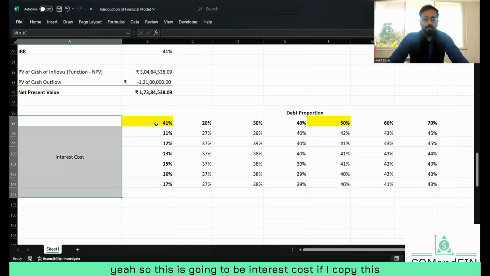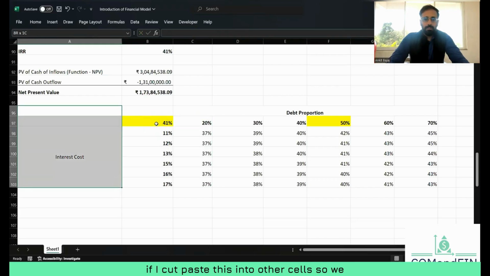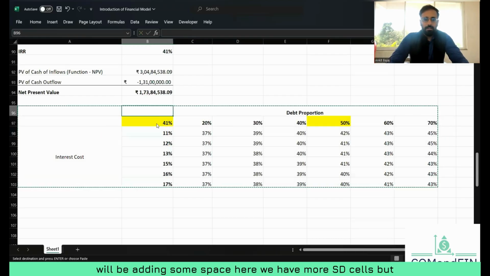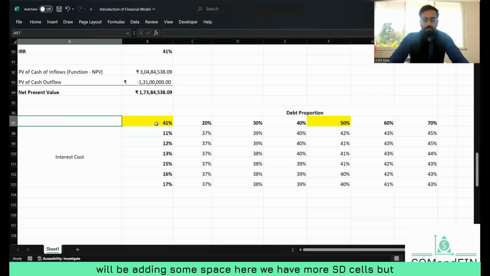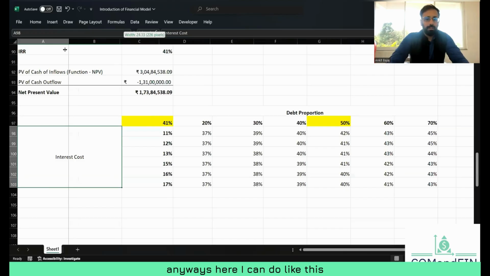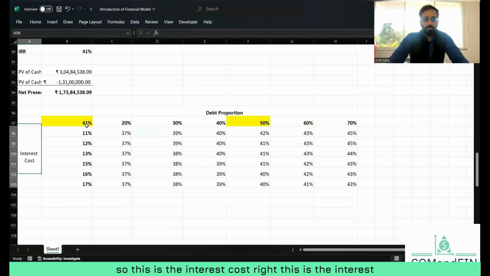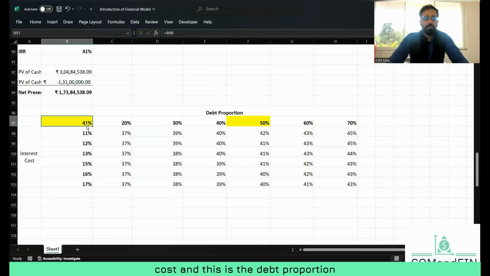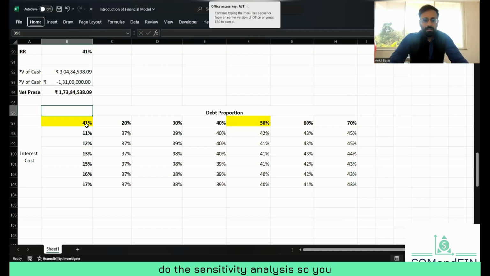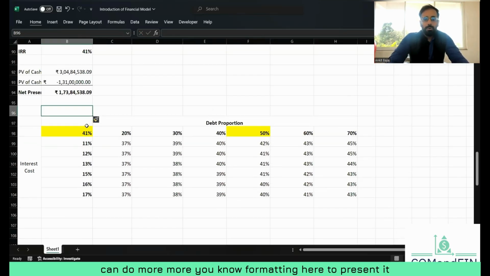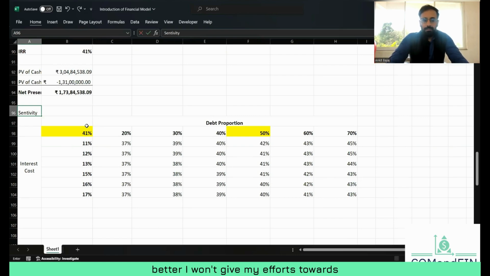If I cut and paste this into other cells, we will get some space here. We have merged these cells, but anyway, I can do it like this. So this is the interest cost, and this is the debt proportion. I think now you got the idea of how we can do the sensitivity analysis. You can do more formatting here to present it better. I won't put much effort into formatting, because you can do it on your own. Here we have done the sensitivity analysis also.